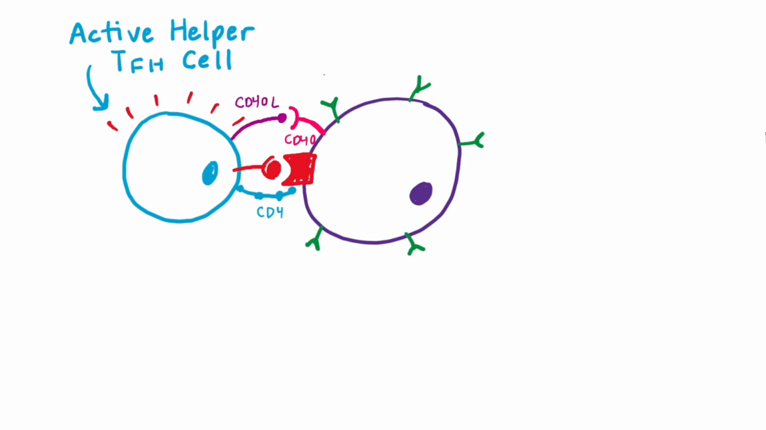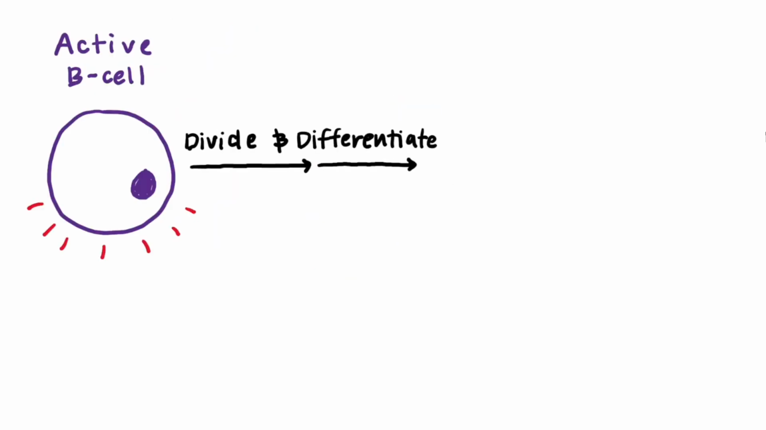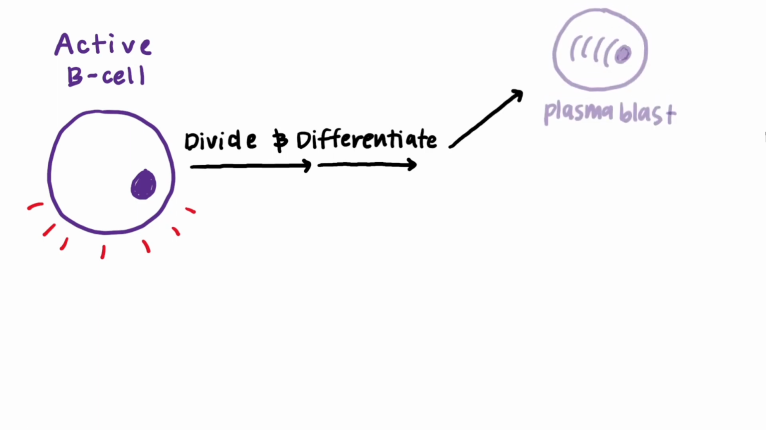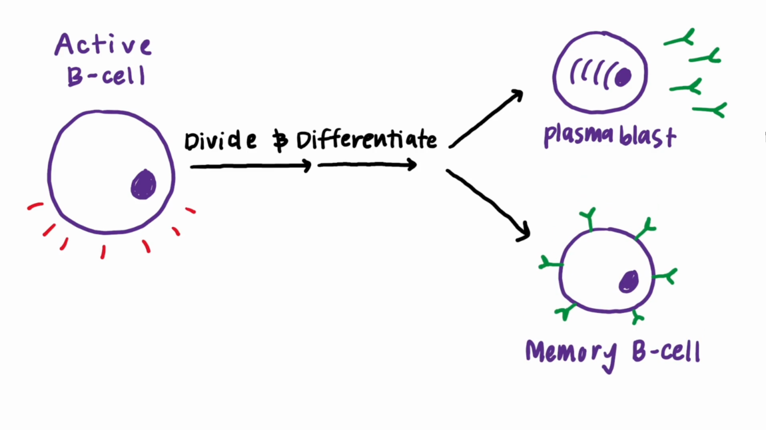Following this, the third and final signal is given by the TFH cell releasing cytokines that are then bound by the cytokine receptors on the B cell. Once the B cell has been activated, it will divide rapidly and differentiate into plasma cells as well as memory cells. The memory cells will wait, just like the memory helper T cells, for the next infection with this pathogen, ready to strike at a moment's notice, only requiring the initial binding to antigen to be activated again.